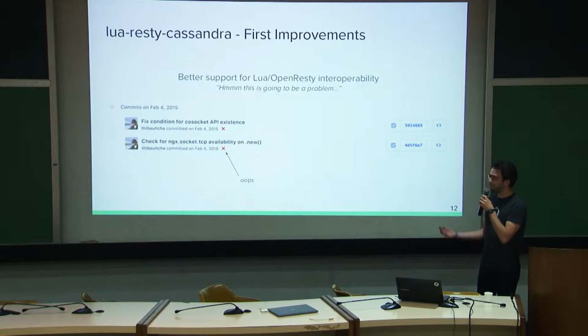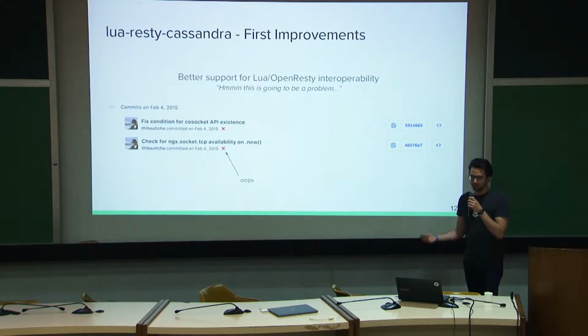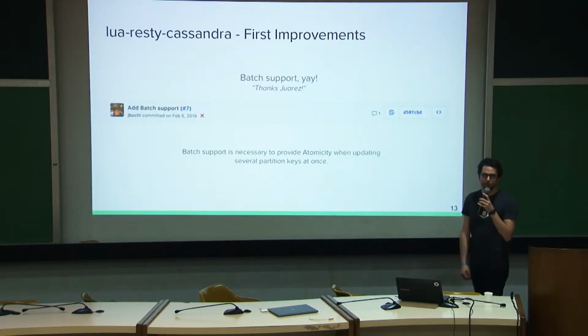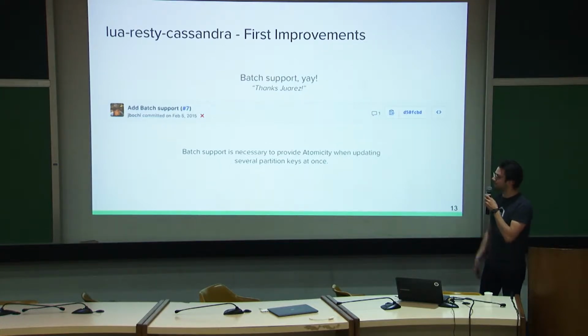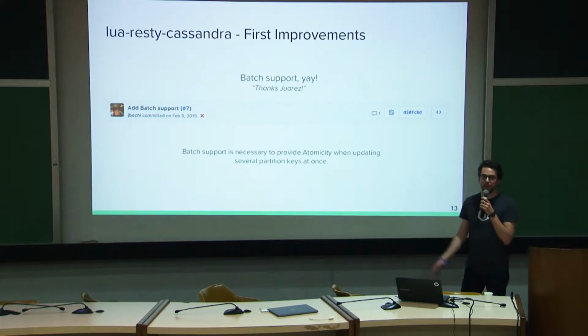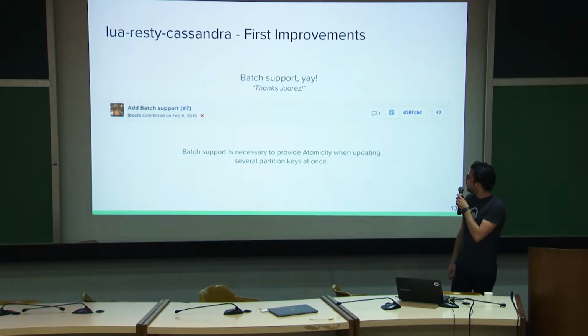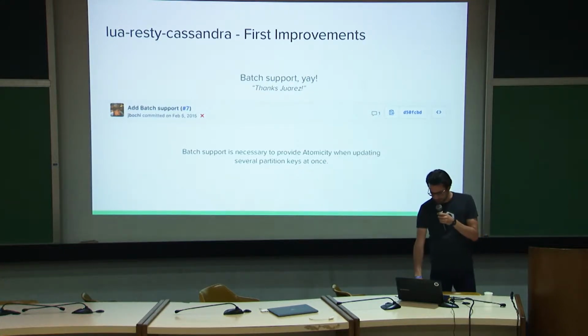Continuous integration was failing. I don't want to say it was unmaintained, but it started to be a little bit unmaintained. So Thibault helped us implement some of the things we needed, like batch support for Cassandra. That's really good, because that's a very healthy feature to have for your Cassandra clients, because it provides atomicity when you update your data. So thanks, that was nice.